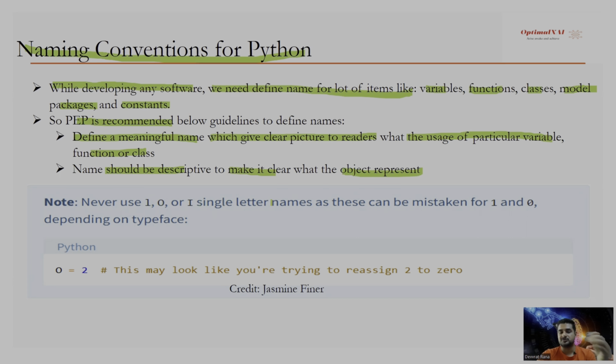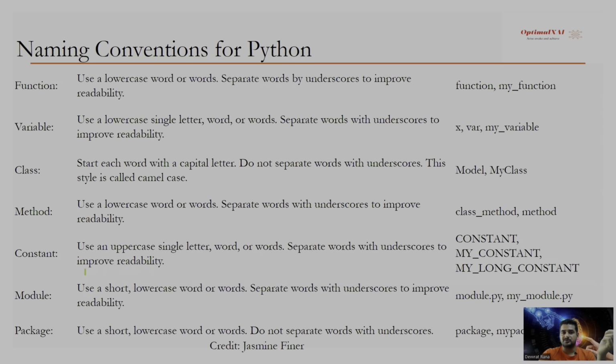So there's a higher chance of mistakes in variables. You can see here, in this image, we use O equal to 2. But if we read this, anyone can assume, oh, we are defining 0, we are changing the 0, we are reassigning 2 to 0. So there is a chance of this kind of mistake with single letters. So please avoid this kind of variable while working on any software.